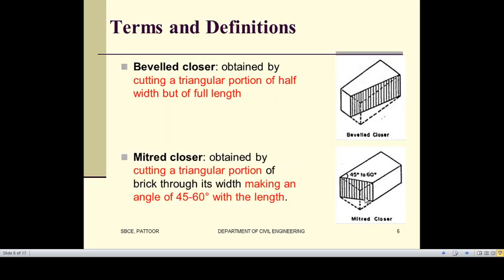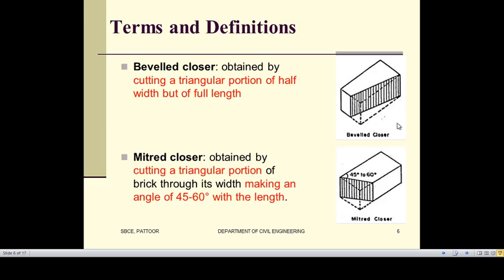Next one is beveled closure. Beveled closure is obtained by cutting a triangular portion of half width but full length. The triangular portion is starting from the half portion or middle of the width and joined to the opposite corner. Thus the triangular portion is removed and beveled closure is obtained. So beveled closure is having half width at one end and full width at the other end, but the length is full length at both the ends.